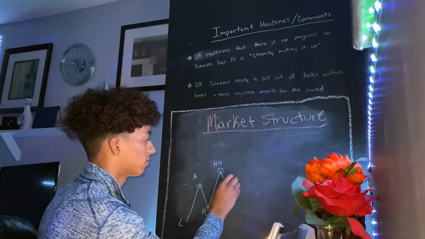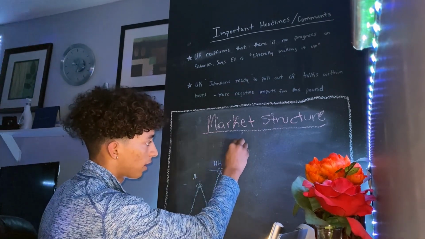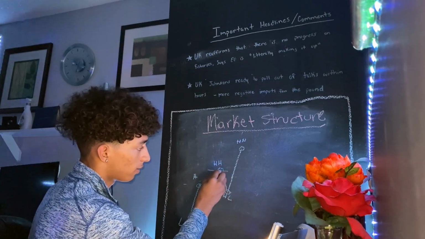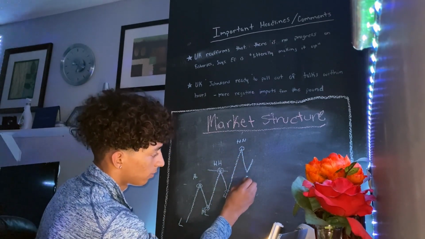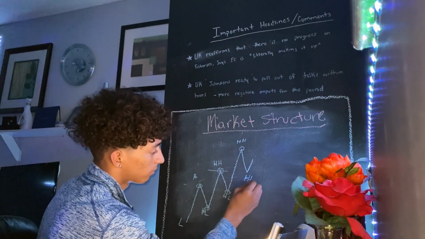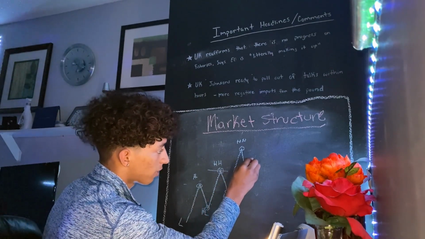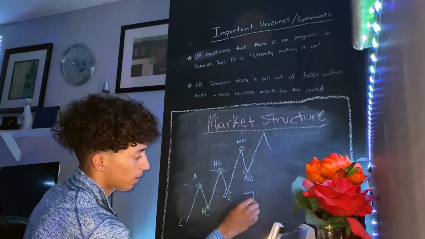And then price comes up and breaks above this high right here, right? So now it's a new higher high because it's higher than the previous high. And then it comes back down here to make a what? A higher low, right? Because this is higher than the previous higher low. So this is market structure right here. And as you can see, which way is the market going? Is it going up or down?